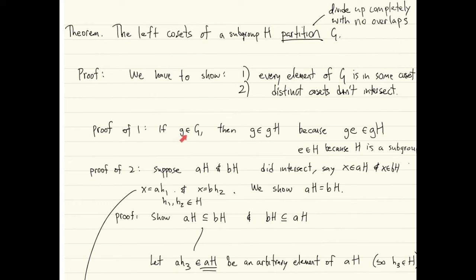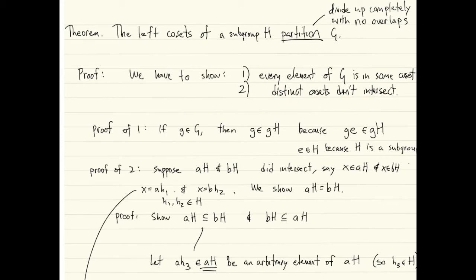The proof of the first is quite easy. If we have an arbitrary element lowercase g in G, then this element g is going to be in this particular coset, namely the coset g times H, because g times e, which is just g, is in gH, and e is in H because it's the identity element and H is a subgroup.